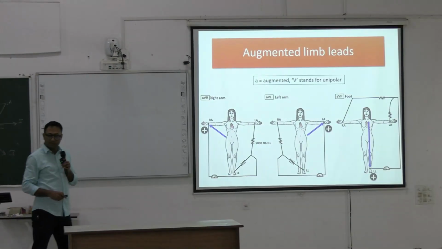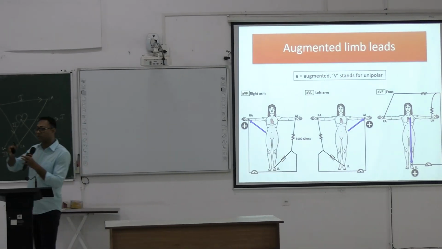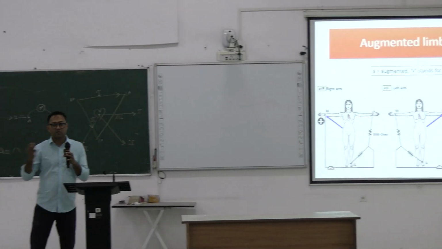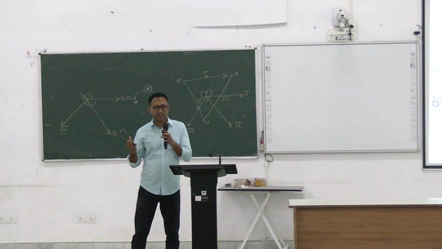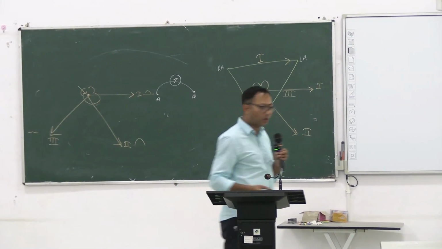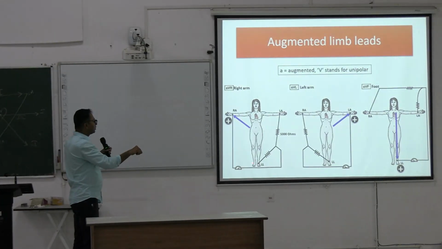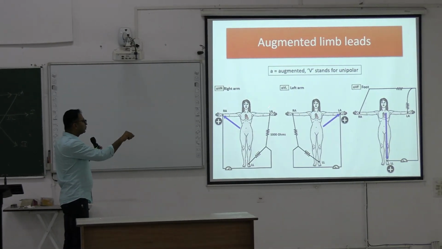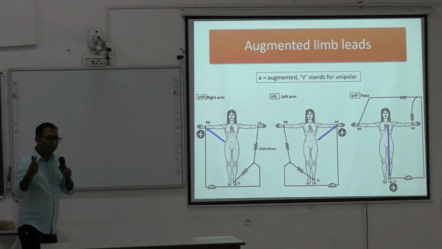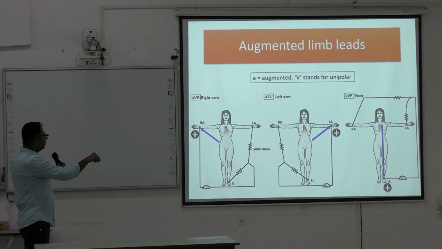So the first augmented lead is AVR. What is AVR? We started with some copper wires and some voltmeters, so let us now construct lead AVR. How do we construct it? You take one copper wire and put it on the left arm, and one copper wire you put on the left leg. Connect both wires and wrap them with black tape, and now you get a terminal, and with this terminal you connect a voltmeter with RA.